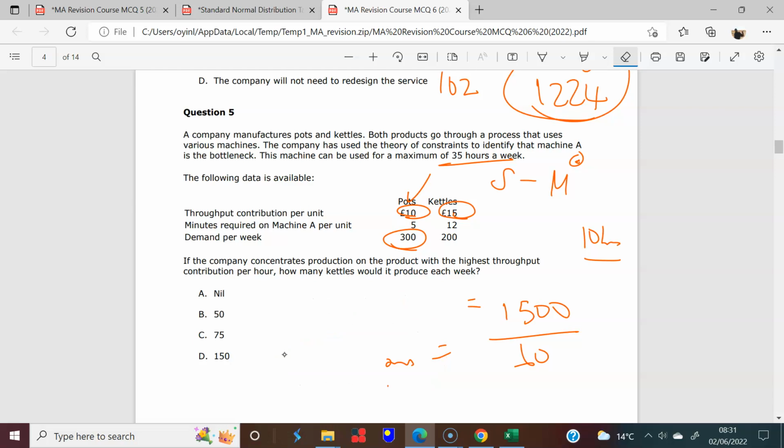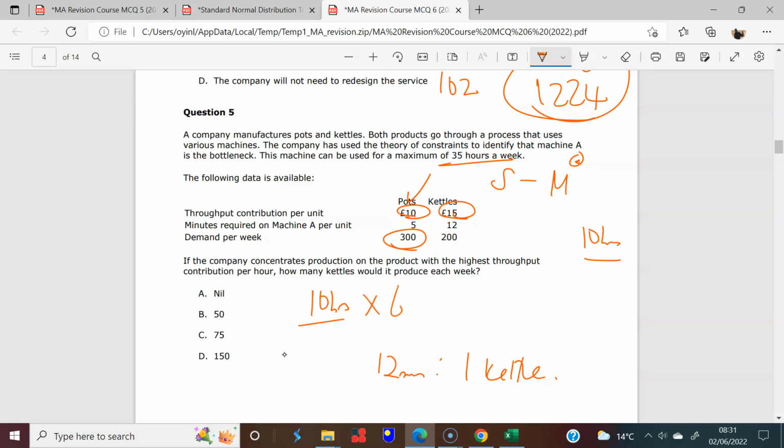So now the question becomes this. If you have 10 hours left to make kettles, and it takes you 12 minutes to make one kettle, how many kettles can you make in 10 hours? I suppose you could change this into minutes. So that's 600 minutes, and 600 over 12 is where you're going. 600 divided by 12 takes you to 50 kettles. So you can make 50 kettles.